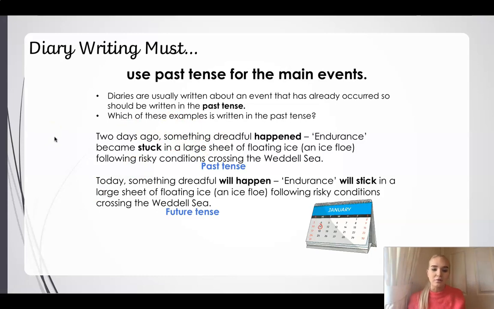Is dreadful a verb? No, it's not. What is dreadful? That's an adjective, isn't it? And we're going to look at that in a little while. But you need to be looking for the verbs and identifying if they're past tense. You can highlight it as a past tense verb. If it's not past tense, then you skip it.